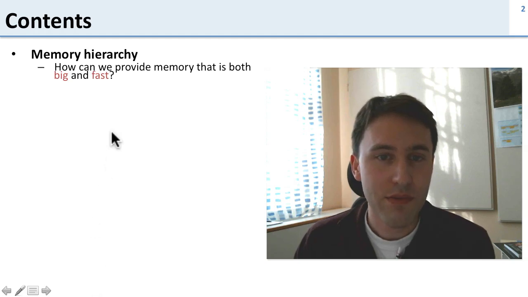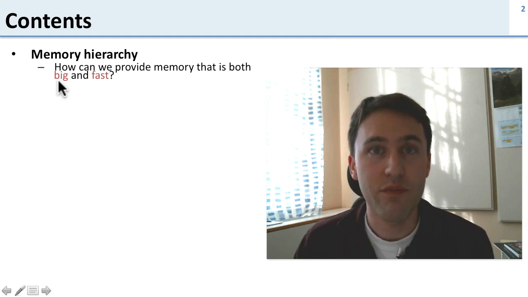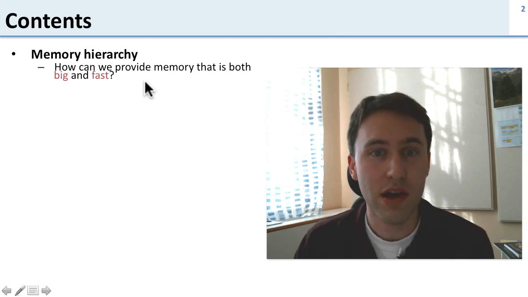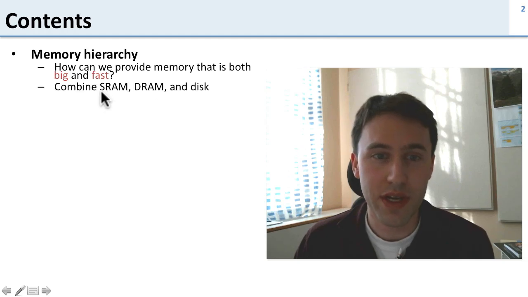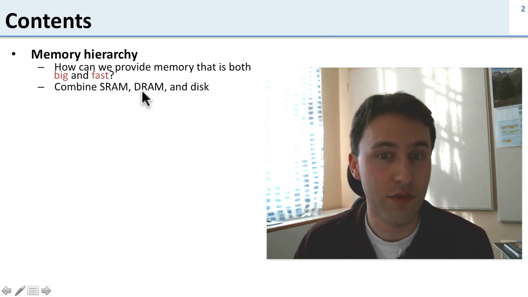So we want to provide memory that's both fast and big. Remember, we talked about how this was a problem before. We have main memory that's big but it's slow, and we have register files that are fast but they're small. The memory hierarchy is how we can put these together to make it look fast and big most of the time. We're going to do that by combining the fast SRAM from register files with the slow DRAM from main memory and our super slow hard disk in case we run out of space.